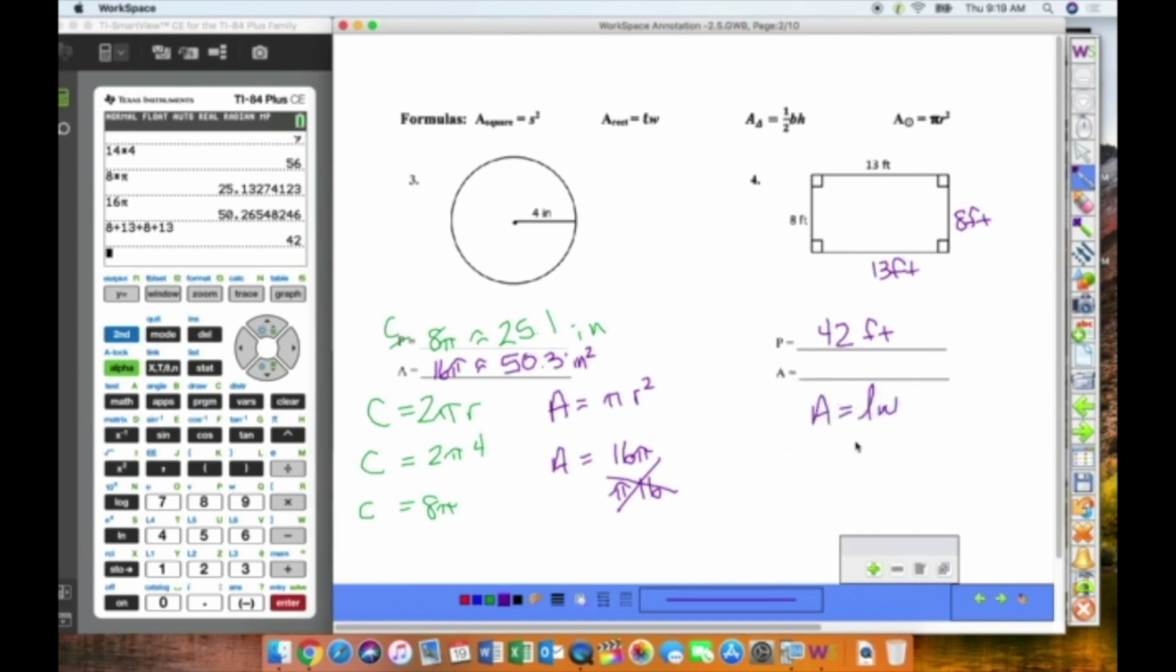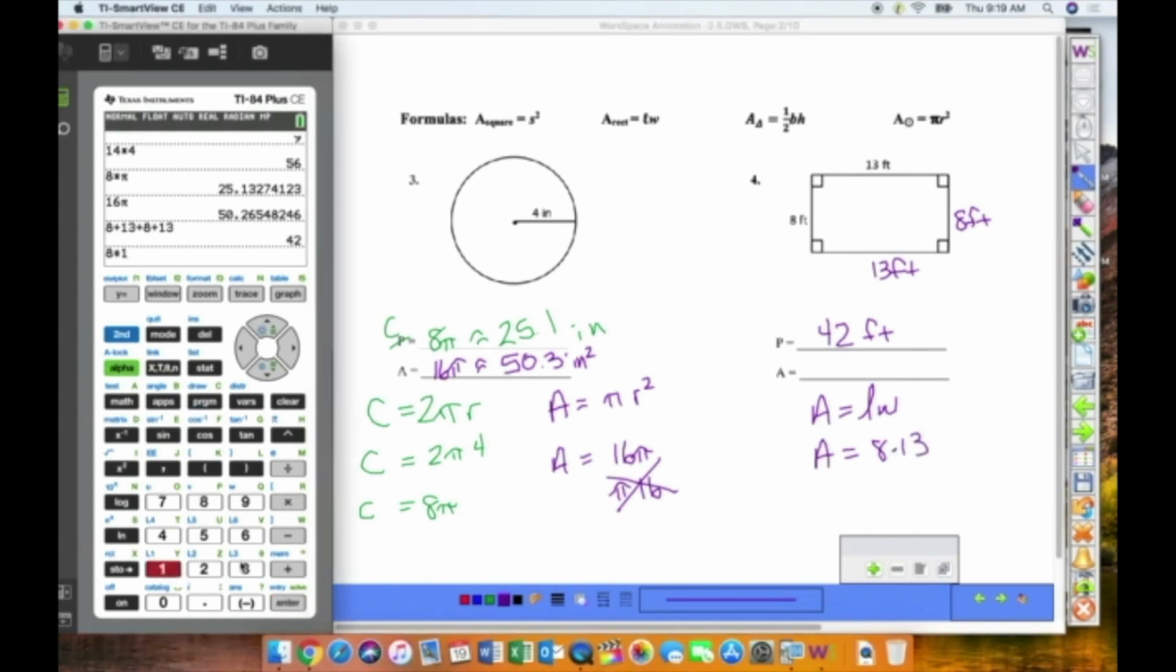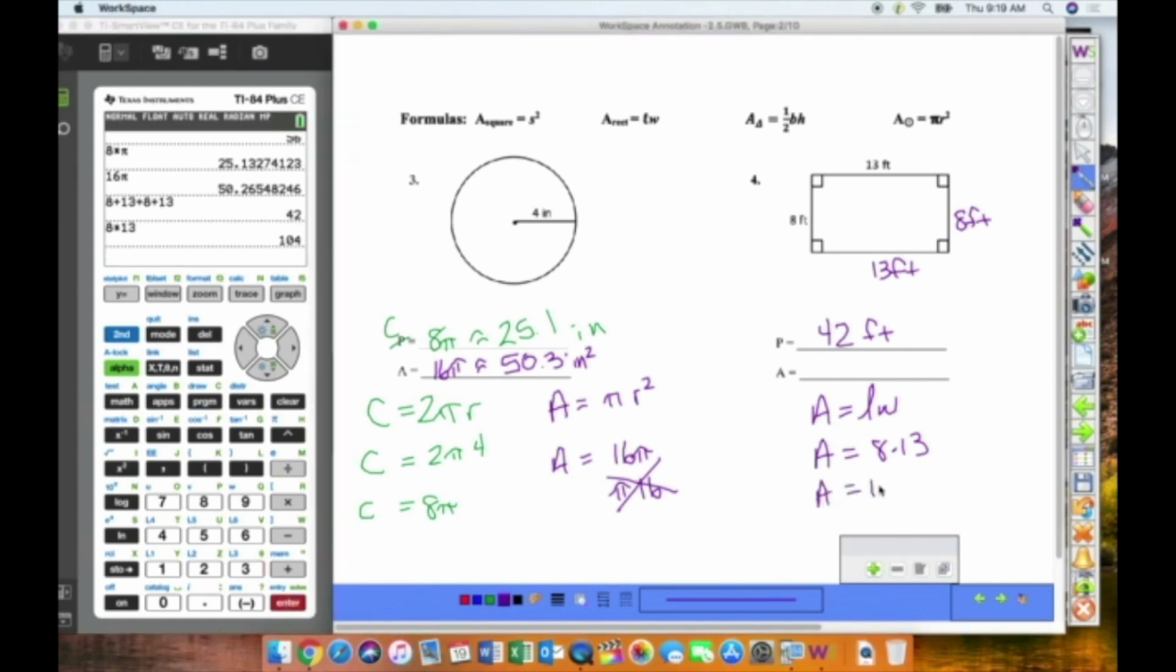Remember, L's are supposed to be cursive, so area is length times width. Which one's the length, which one's the width? It doesn't really matter. So 8 times 13, getting ourselves a nice 104. Area equals 104. So 104 square feet. Sorry that my pen dragged right there.